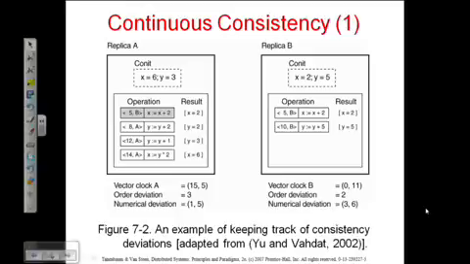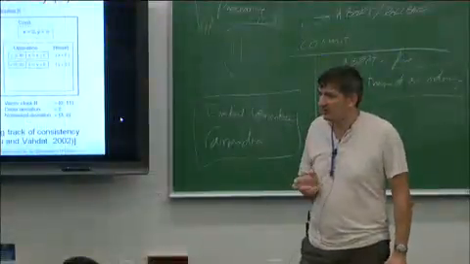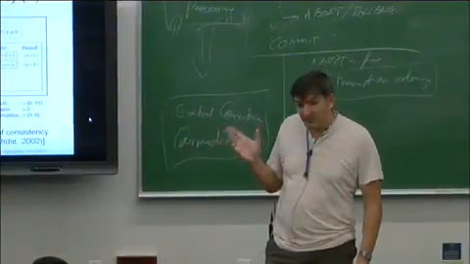Okay. Good. So continuous consistency is an interesting notion introduced in 2002 by Yu and Vahdat, in which they basically say, you know what, we can provide some sort of tuning parameter, and you can tune in any consistency you want. Before I even describe this, it's worth pointing out that nobody really deploys this kind of consistency. But it's an interesting exercise.